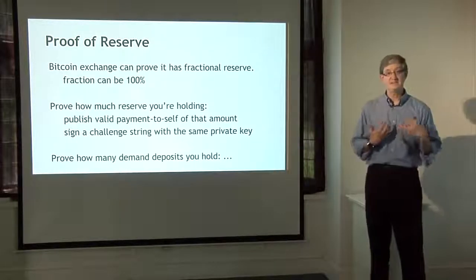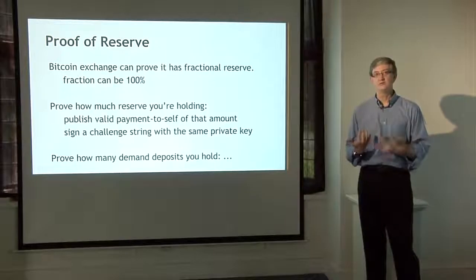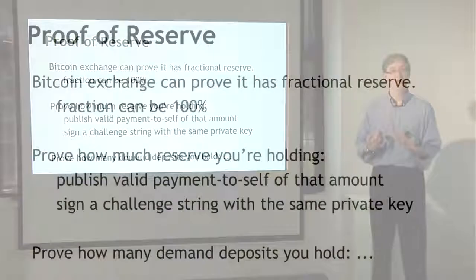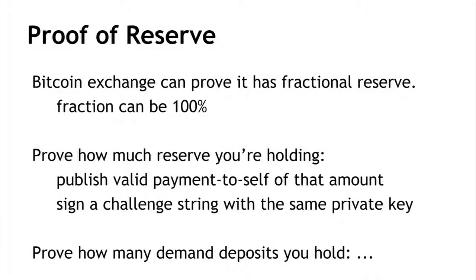Now, strictly speaking, that's not a proof that the party who's claiming to own the reserve owns it. All this proves is that whoever does own those 100,000 Bitcoins is willing to cooperate in this process. But nonetheless, this looks something like a proof that somebody controls, or knows someone who controls, the given amount of money. So the first piece is to prove how much reserve you have.